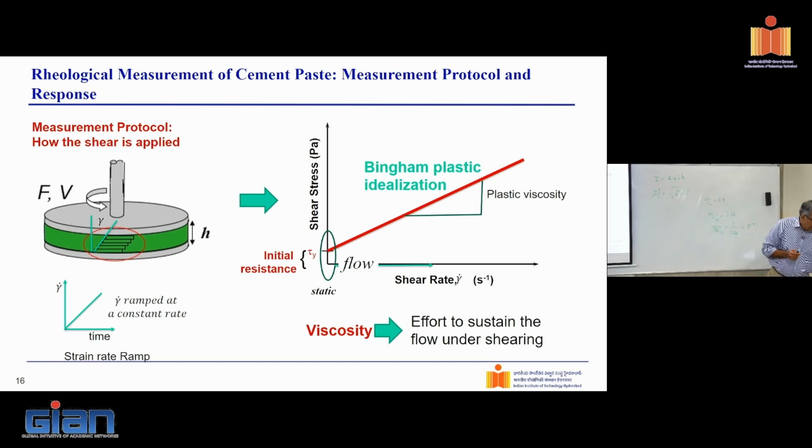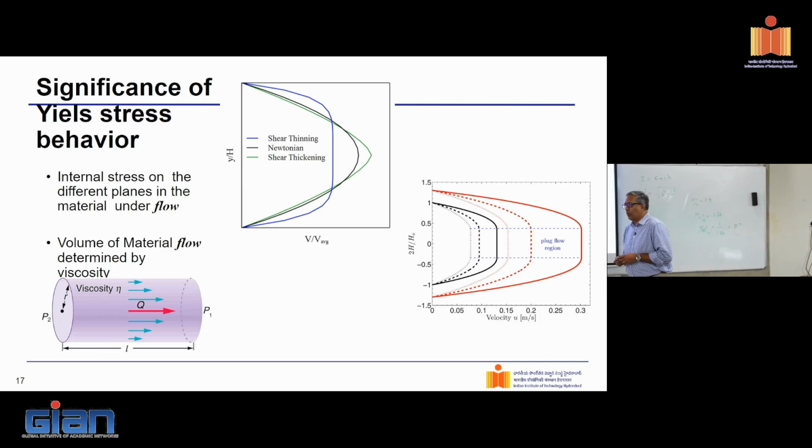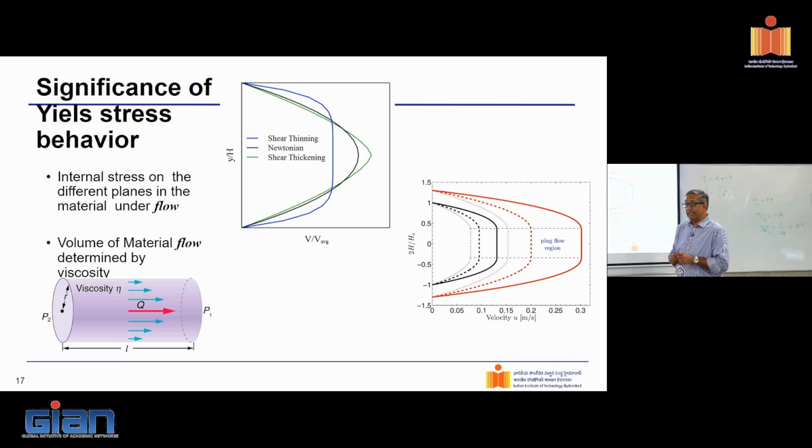Now, what is the consequence of the yield stress? Suppose I give you a material with a yield stress. What would change in the profile? This has consequences for pumping, right? This is the velocity profile that you see in the black line here. This is the velocity profile in a pipe.